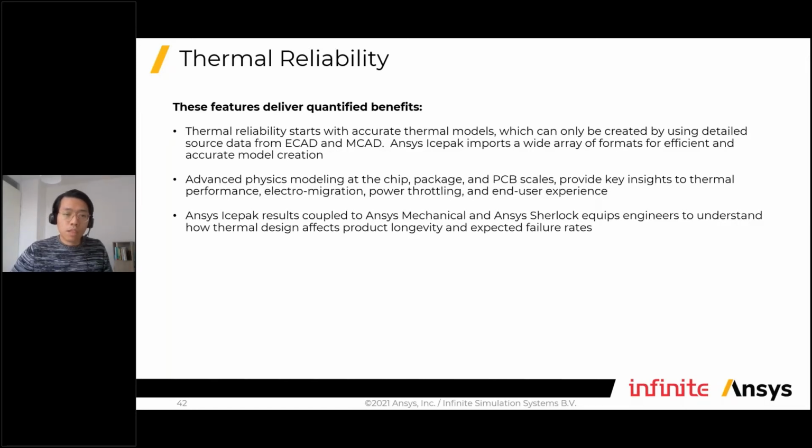So that's a short summary about thermal reliability. Start with accurate thermal models, and then we can consume the ECAD and MCAD, and know that those two types of different CADs, the EDA layout and also the mechanical geometry, come together in a single system to be able to give you a very accurate result, while being super efficient.